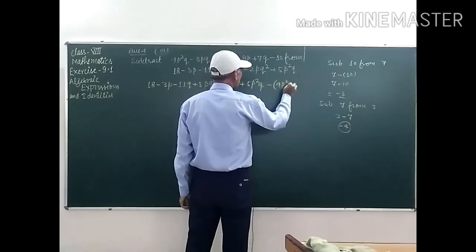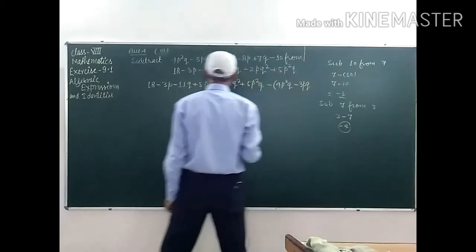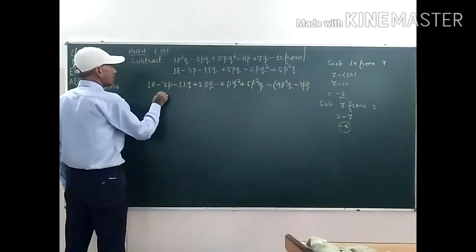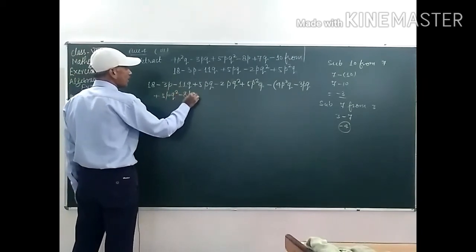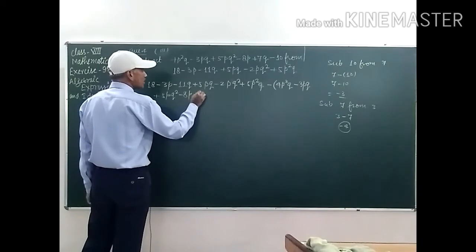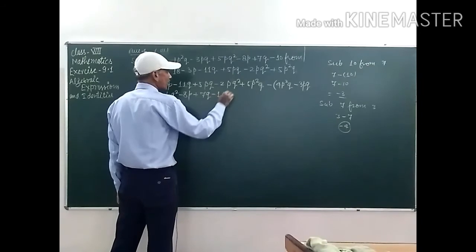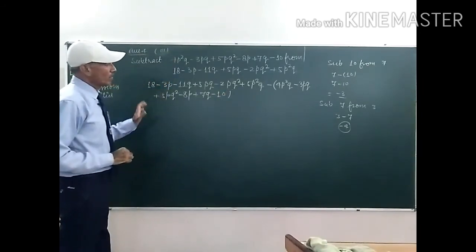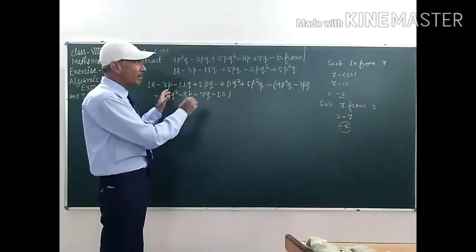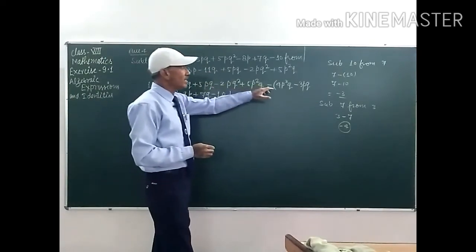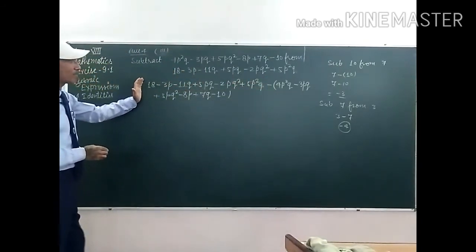Okay, so that will be p square q minus 3pq plus 5pq square minus 8p plus 7q minus 10. Okay student, first part you will write in a bracket, under a bracket, and here is sign, that is negative sign. Okay, this one is the second step.